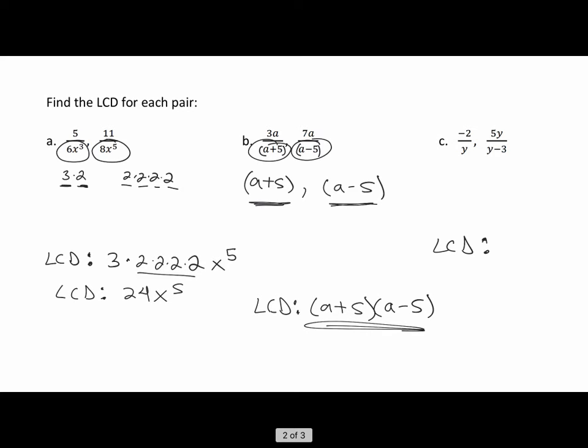For example C then, I have a monomial and a binomial. So the binomial, I'm going to lock up those factors. So I have a y and a y minus 3. So those are completely factored. I can't do any factoring of the y minus 3 because the exponent of the variable is 1. I know it's done. So I need this unique factor at most one time, and this unique factor at most one time. So my least common denominator will be y times y minus 3.